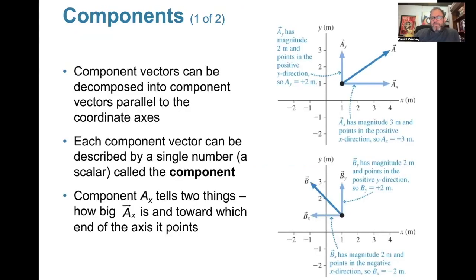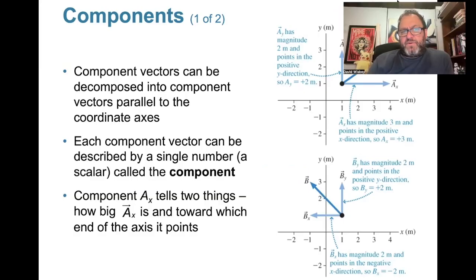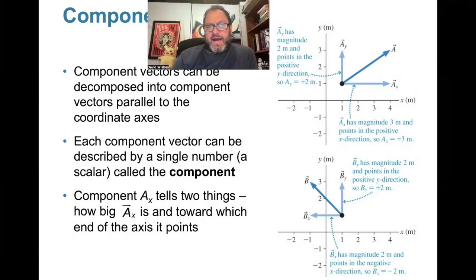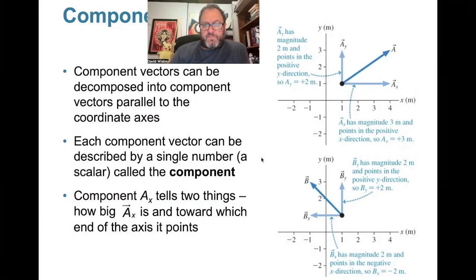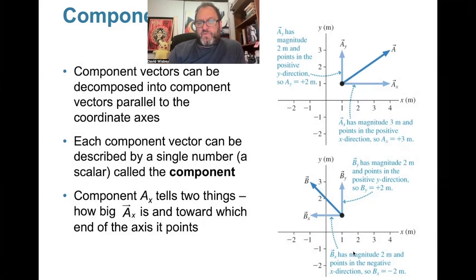Okay, so vectors can be decomposed into component vectors parallel to the coordinate axes, and that's really important. When you have a vector, decompose it into its x and y components, and then you can add those together. That's really the key: breaking it down into the components and then adding the different components together. And that's what they do here. They have a vector A going this way, with components AX and AY.